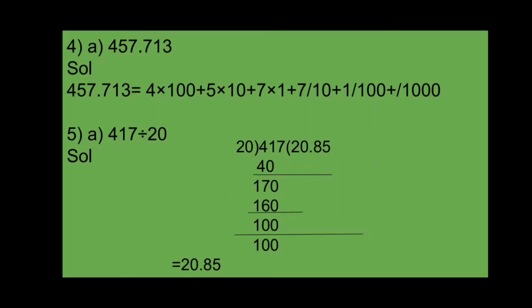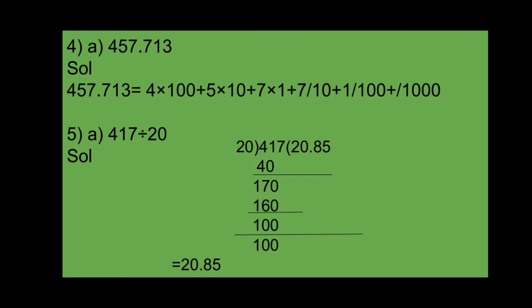4a. You have to write this number in expanded form. Like we have discussed in the previous session, 4 into 100, since it is in the 100 place, 5 into 10, 7 into 1 plus 7 divided by 10, 1 divided by 100 and 3 divided by 1000. So this is the expanded form of this decimal number.